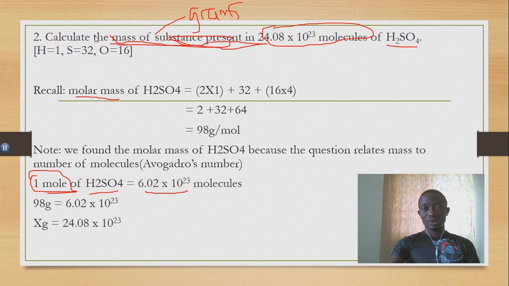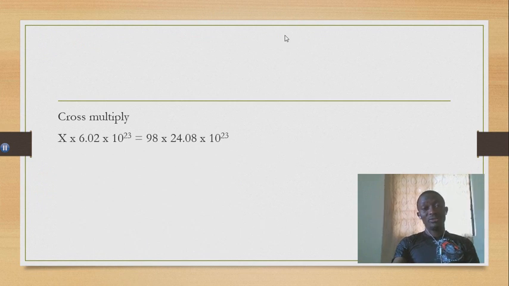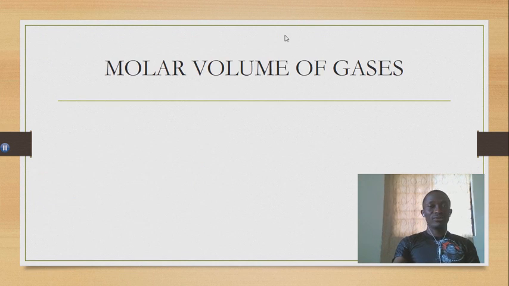So I go ahead to look at what the question is asking me. The question is calculate the mass of substance. So I don't know the mass. So X grams will be present in this. So by the time I cross multiply, I have this, and punch that on a calculator, you have 392 grams, which is your answer.